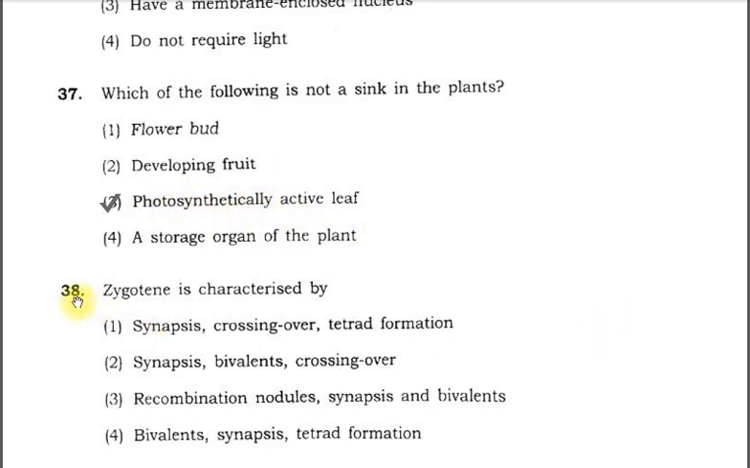Option number 38. Zygote is characterized by: 1, synapses, crossing over, tetrad formation; 2, synapses, bivalent, crossing over; 3, recombination nodule, synapses and bivalents; 4, bivalent, synapses and tetrad formation. So out of this, the correct is option number 1, in which the sequence is proper: synapses, crossing over and tetrad formation.